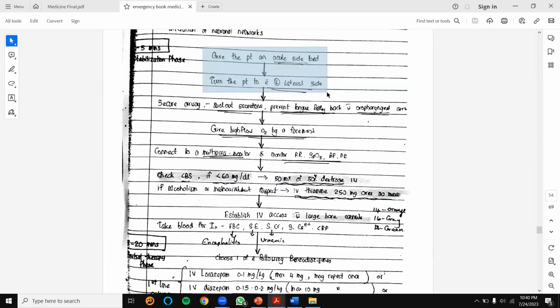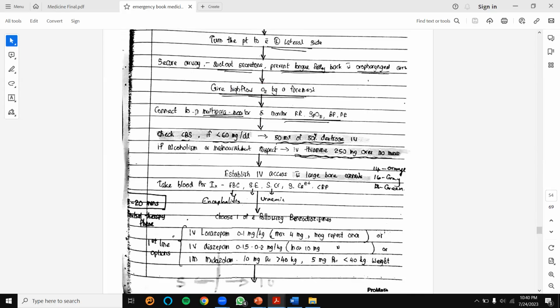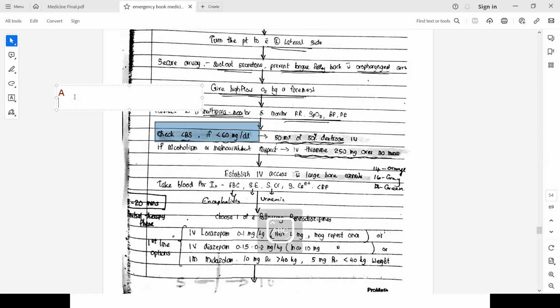Turn the patient to the left lateral side because that will reduce the risk of aspiration. Secure the airway, suck out secretions, prevent the tongue falling back with an oropharyngeal airway if needed. For the breathing part, give high flow oxygen via face mask. At the same time, connect the patient to a multipara monitor. Monitor blood pressure, pulse rate, saturation, respiratory rate. When you are doing that, check a CBS. So basically the mnemonic for this, I know it's ABC, but you can add other parts. A, B, C is airway, breathing, circulation. Then, for you to remember, put D, E, F, G.